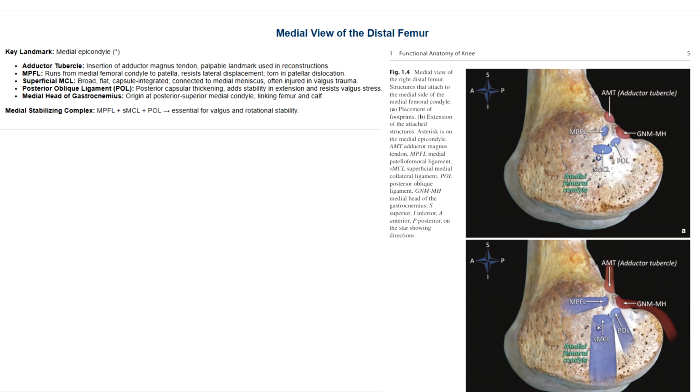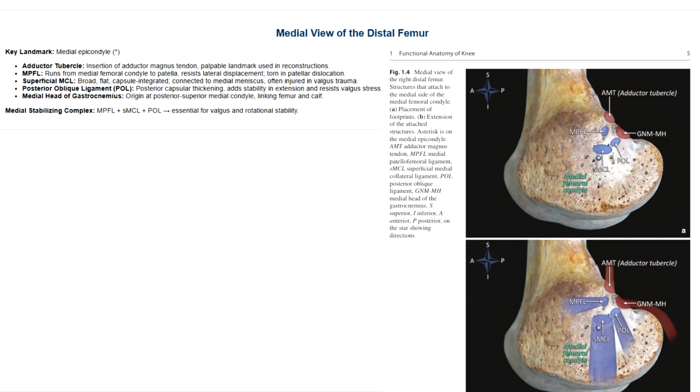Just posterior to the MCL, we see the posterior oblique ligament, or POL. This is a thickening of the posterior capsule that provides stability, particularly in extension. It works hand in hand with the MCL to resist valgus and rotational stresses. Finally, at the posterior superior part of the medial condyle, we have the origin of the medial head of the gastrocnemius, or GNMMH. Just like on the lateral side, this origin connects the femur to the calf, reinforcing the close relationship between knee and ankle movements.